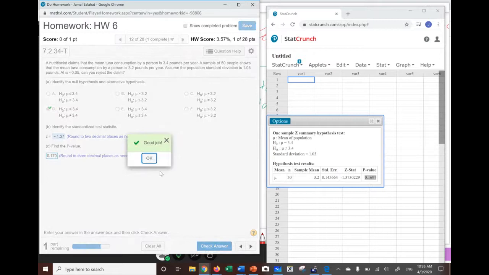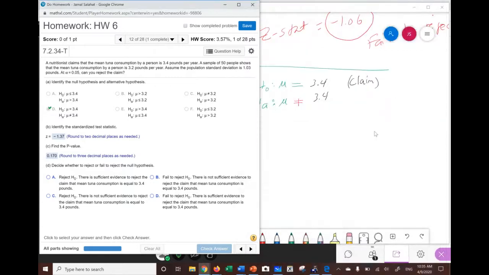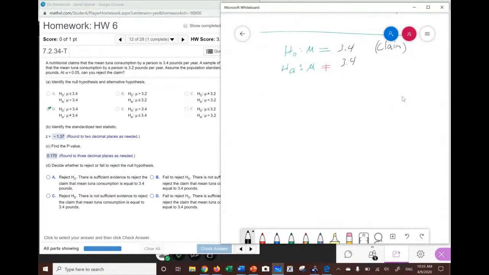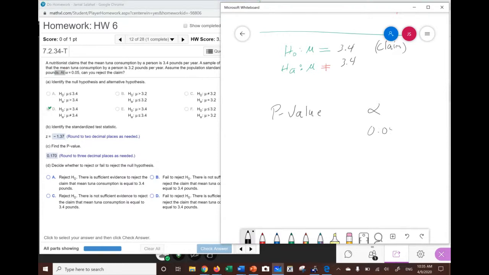The 3 places. Then finally, what should I do? Okay, so this is the time we make a decision. So let me put this down and show you how we make the decision. We're going to make the decision based on p-value and alpha. Alpha is given here in the problem. I'm highlighting this alpha. So it is 0.05. And the p-value we calculated from the problem is 0.170. Notice the 0.170 is bigger.